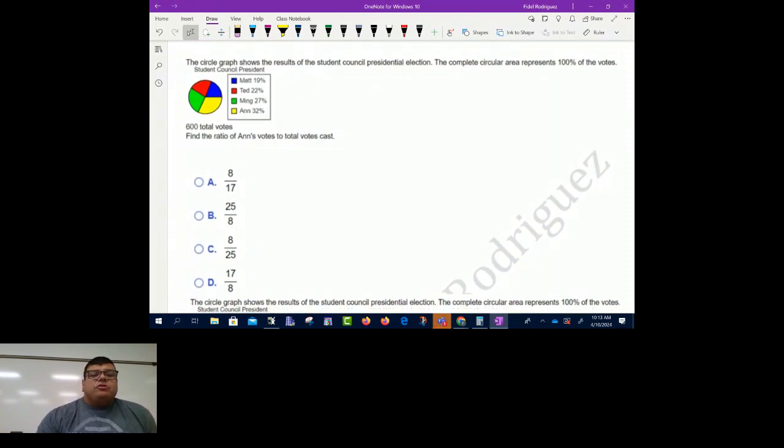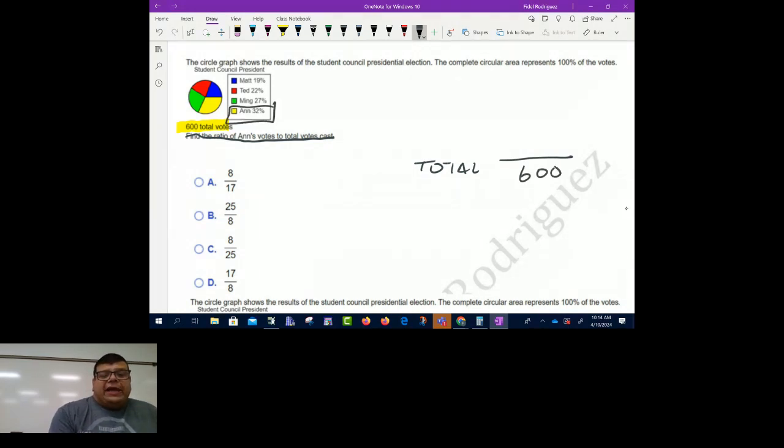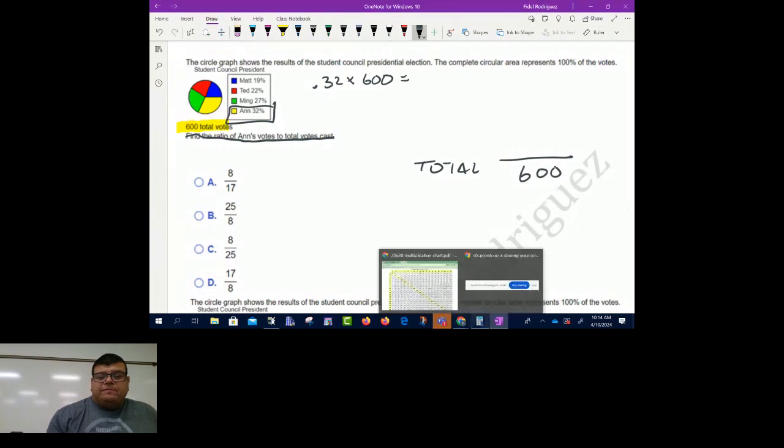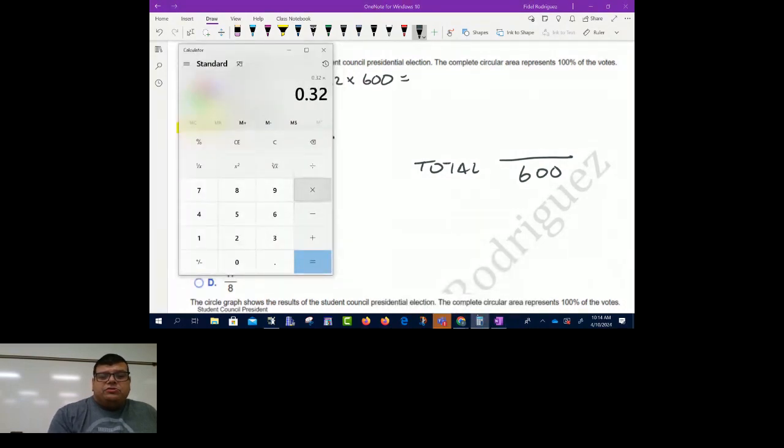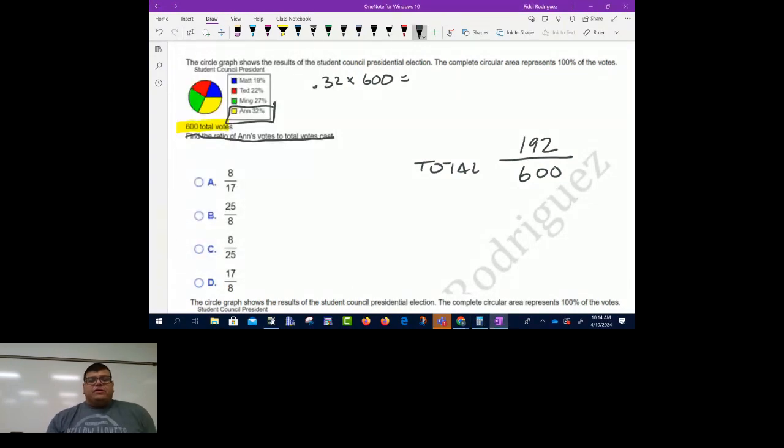Oh, let's take a look here. The circle graph shows the results of the student council presidential election. The complete circular area represents 100% of the votes. Okay, so y'all, in this problem, we have a total of 600 votes. Now, the question says, find the ratio of Anne's vote to the total votes cast. Okay, so look, y'all, we know that the total was 600. Let's figure out how many Anne got. Well, Anne got 32%, so 0.32 of that 600. So I'm going to take my calculator, 0.32 times 600. She got 192 out of those 600, okay?